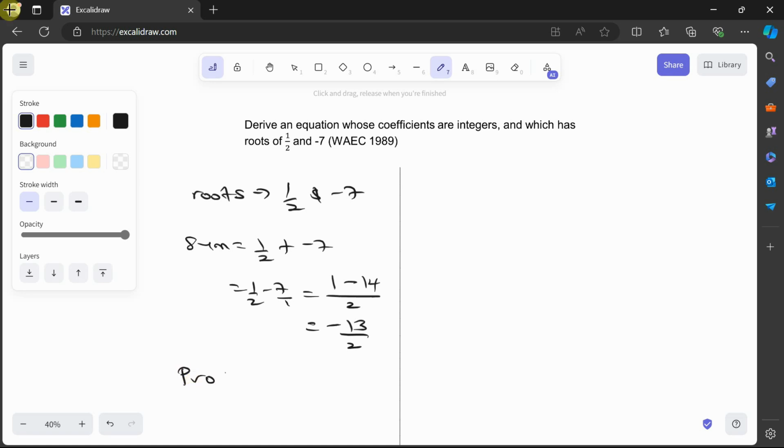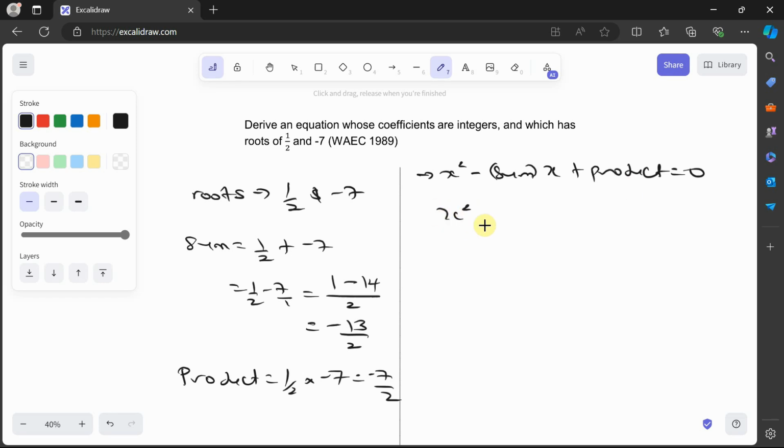And then the product will be what? 1 over 2 times minus 7, which is minus 7 over 2. So we know that this is going to be x squared minus the sum in brackets x plus the product is equal to 0. So let's substitute. This will be x squared minus 13 over 2 x plus minus 7 over 2 is equal to 0.